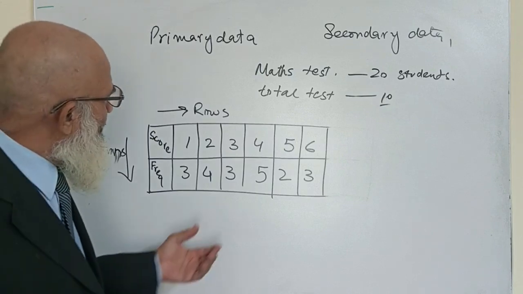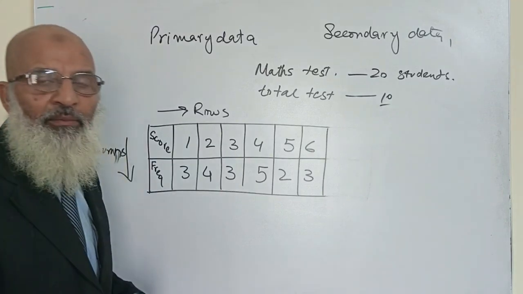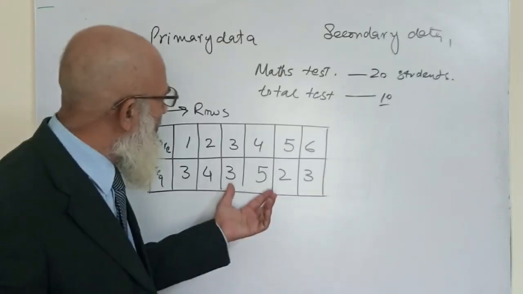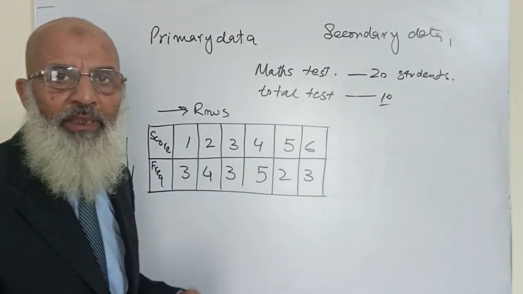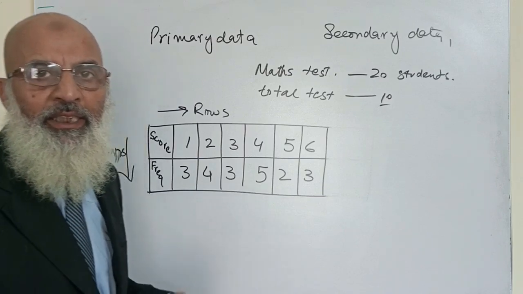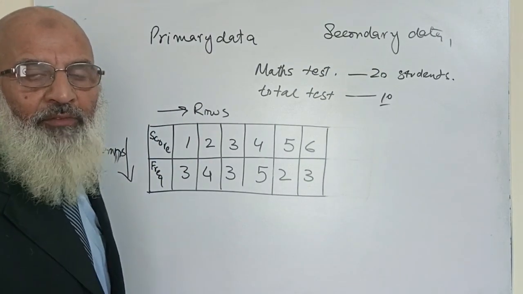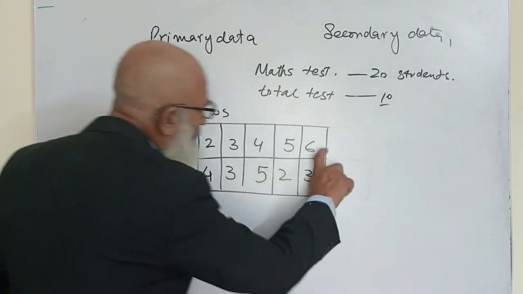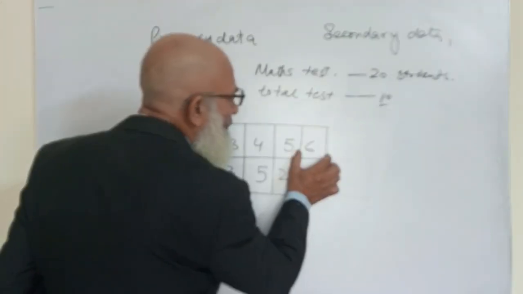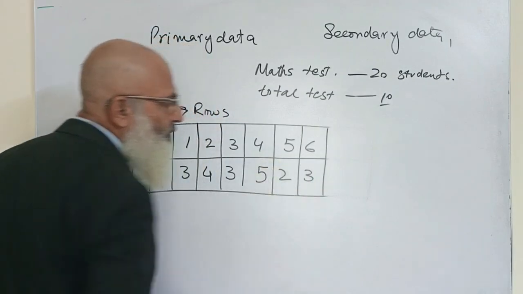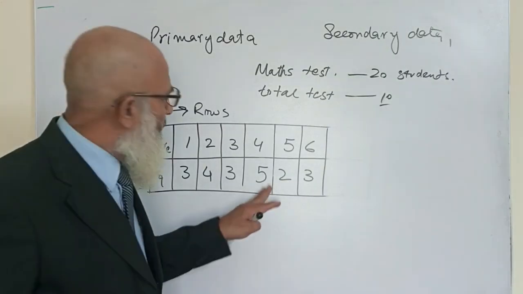That means the model class, the one which came out best, is the 5 students who got 4 numbers. It doesn't mean that they got the best numbers. It means this 5 is the best in frequency, not in score. The best score is 6, whereas its frequency is 3. So we call it the model class.